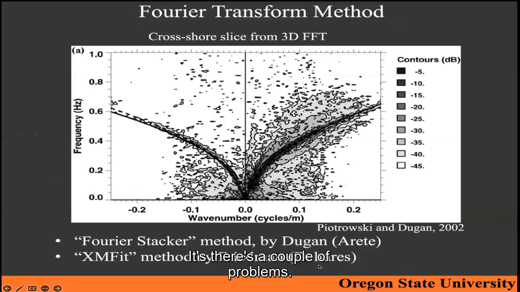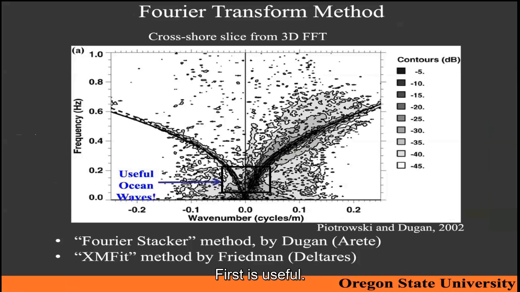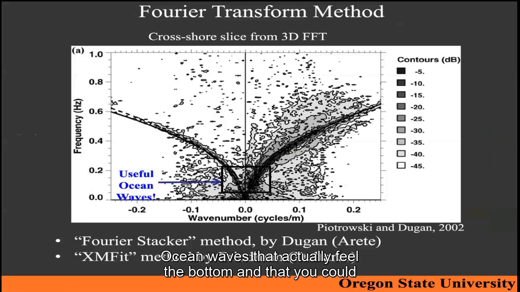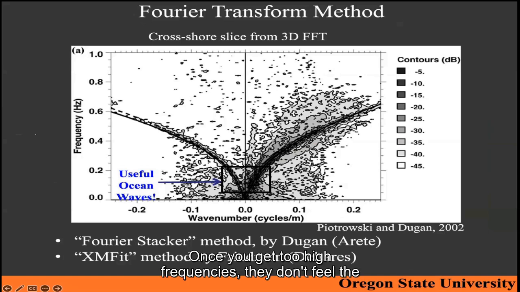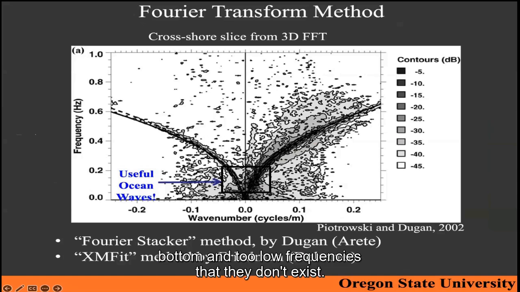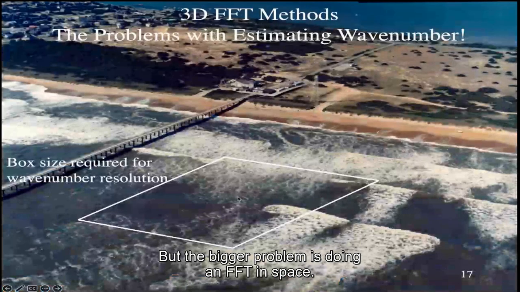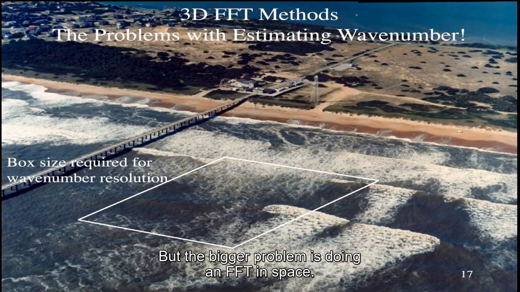There's a couple of problems. First, the useful ocean waves that actually feel the bottom and that you could exploit are a small part of this domain. Once you get too high frequencies, they don't feel the bottom, and too low frequencies, they don't exist. So that's a problem. But the bigger problem is doing an FFT in space.